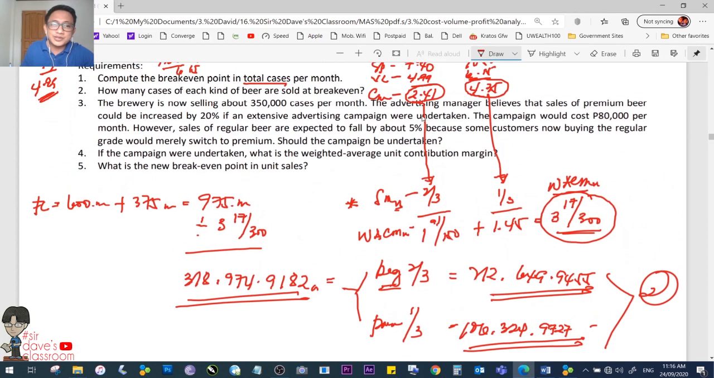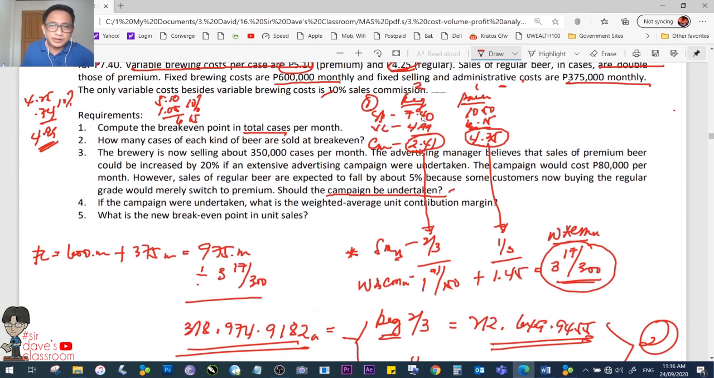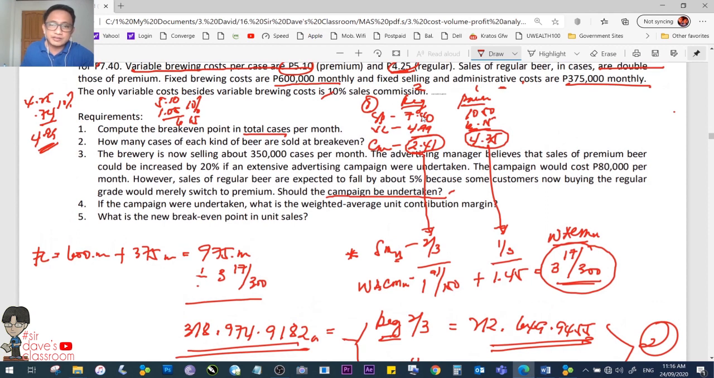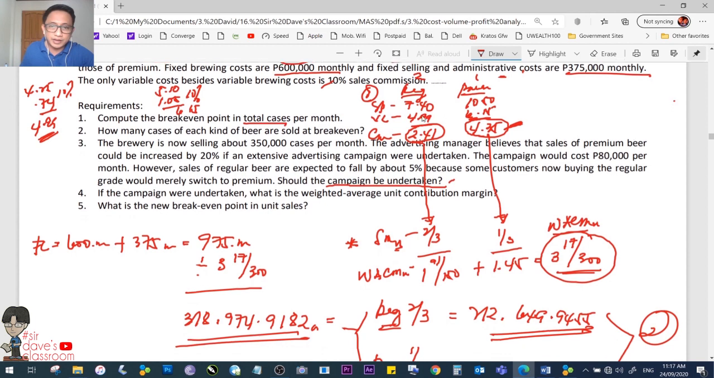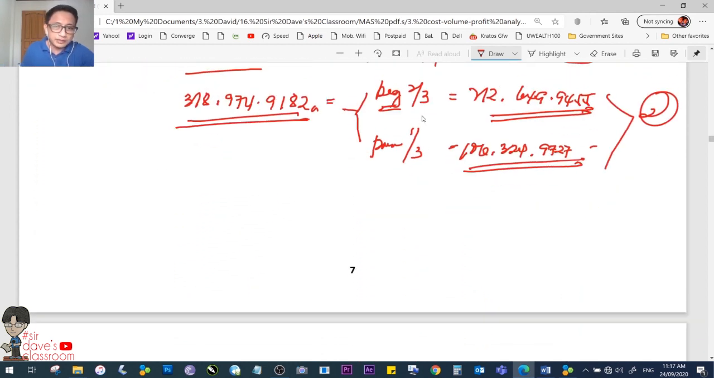So, in questions as broad as this, should the campaign be undertaken? Again, the basis would be the effect dun sa ating net income. If it increases, then go on. If not, then do not proceed. Now, is there an incentive to increase the sales of the premium beer as compared to the regular beer? The answer is yes. Why? Because the premium beer presents a higher contribution margin per unit as compared to the regular beer, 4.35 versus the 2.41.